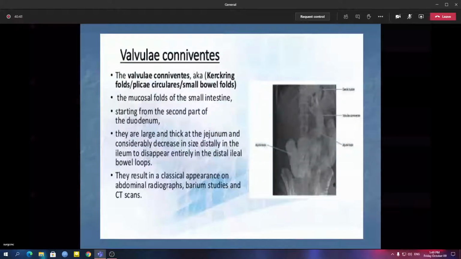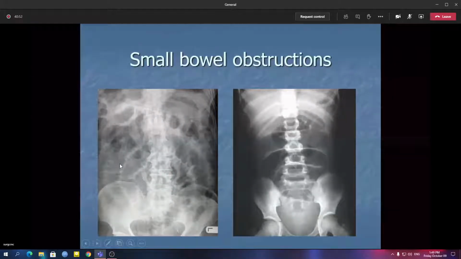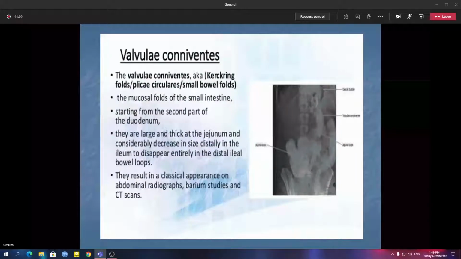So what we have seen in this plate is known as valvulae conniventes. Valvulae conniventes is a feature mostly of the second part of the intestine, that is the jejunum. So in jejunal obstructions, the valvulae conniventes, the mucosal folds, become prominent. That is the classical picture we have seen there. So if you see prominent valvulae conniventes in the dilated bowel loops, probably you are dealing with a case of jejunal obstruction.